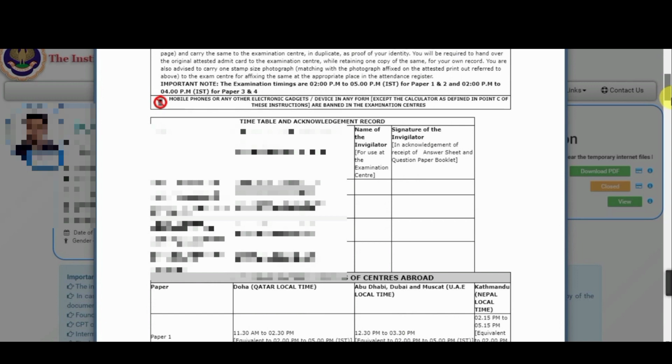So for the safer side, download first 3 pages of the admit card and print them. On the second page, there are options for your teacher to sign, which is for acknowledgement purpose only. So must carry first 2 pages of your admit card.